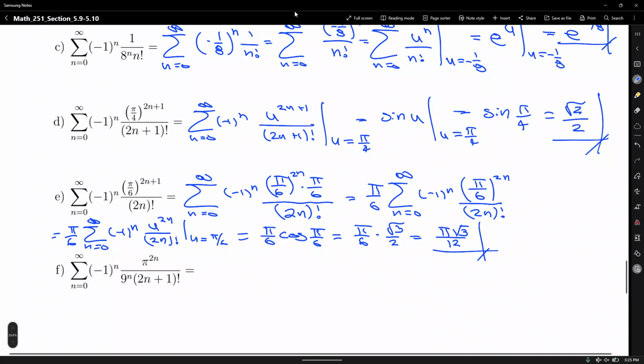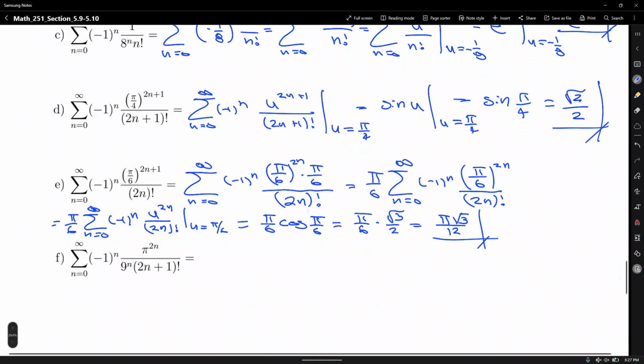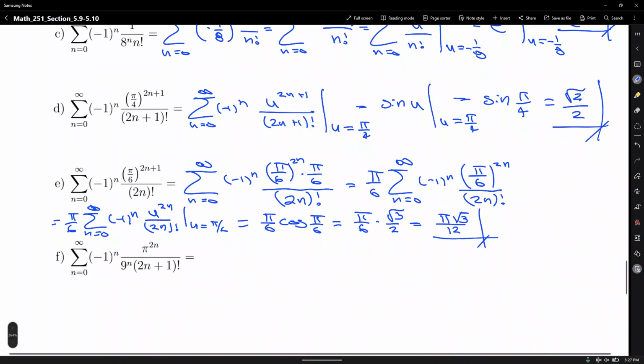Okay. Oh, what about the last one? Okay, let's look at the next one. All right, letter F. That's a cool one. That's a really good one to crack. Check this out. Sigma n equals 1 to infinity, negative 1 to the n, pi to the 2n divided by 9 to the n times 2n plus 1 factorial.